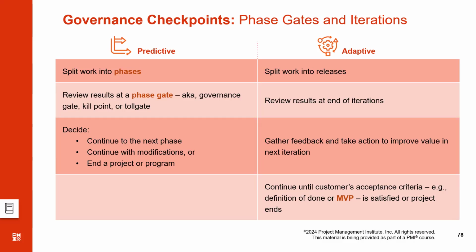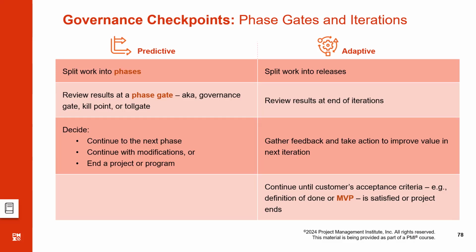So our iterations will ensure that whatever is to be released on a release point must have been created before that. And automatically on the release date, those things will be released to the customer. So again, I would say review results at the end of iteration rather than on the phase gate. So this is the difference between predictive and adaptive.